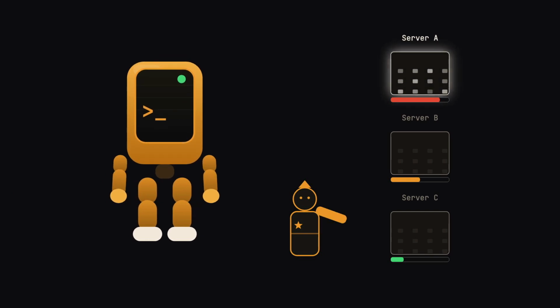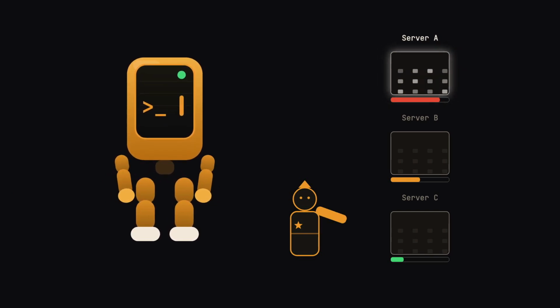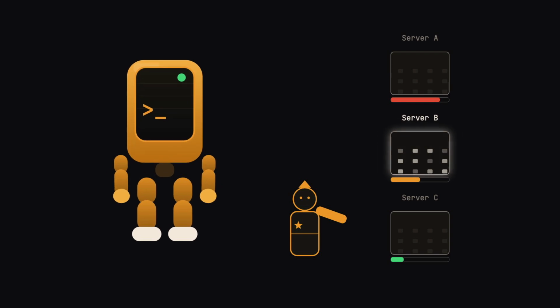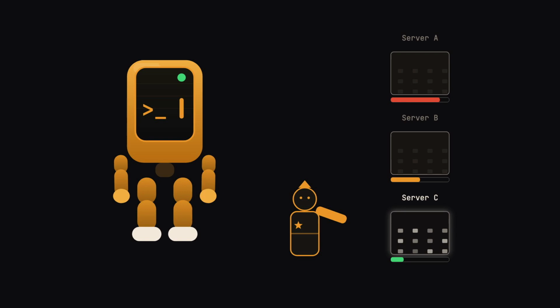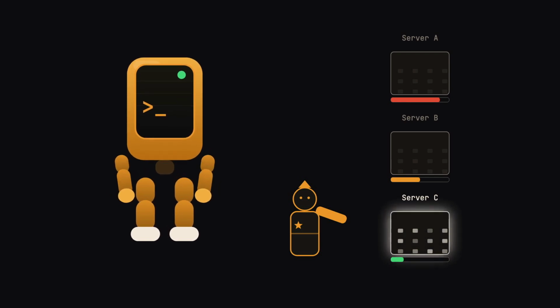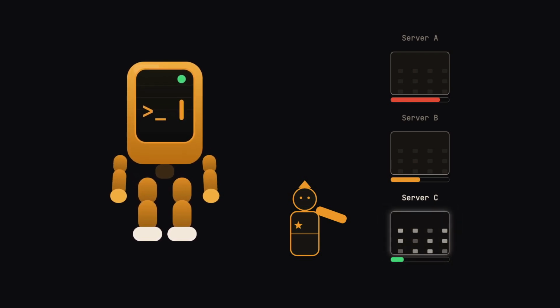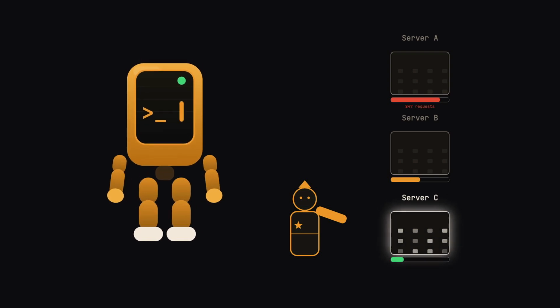Hundreds of cars are arriving every second, all trying to get to the same destination. The traffic cop's job is to look at which lanes are free and direct each car to the least congested one. Your request arrives. The load balancer looks at all available servers.